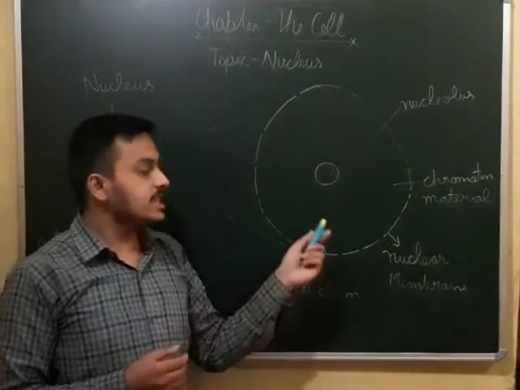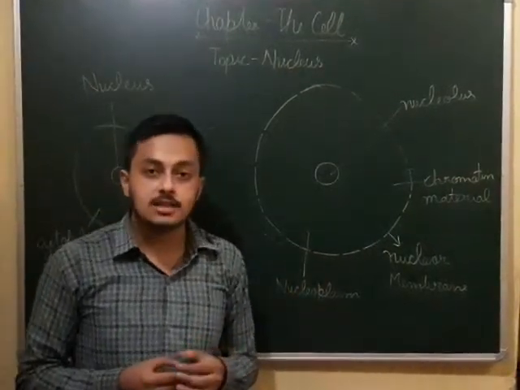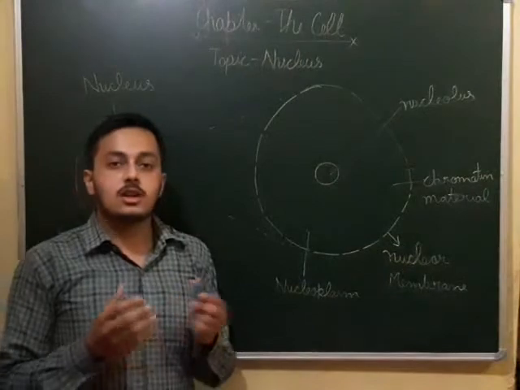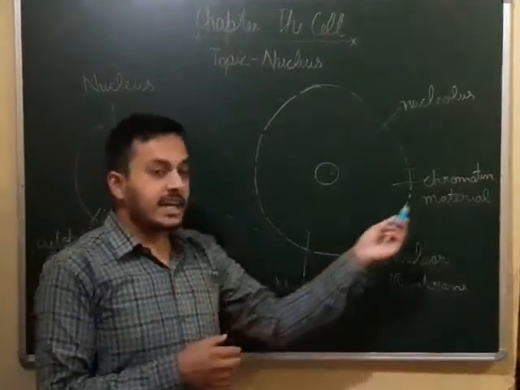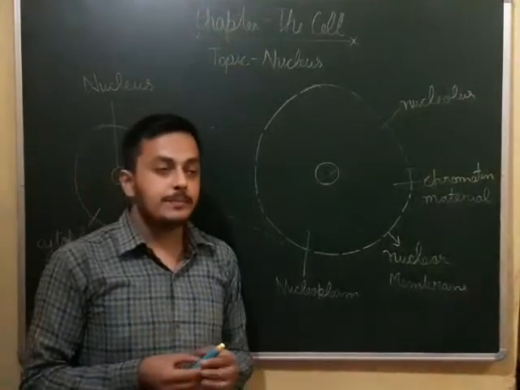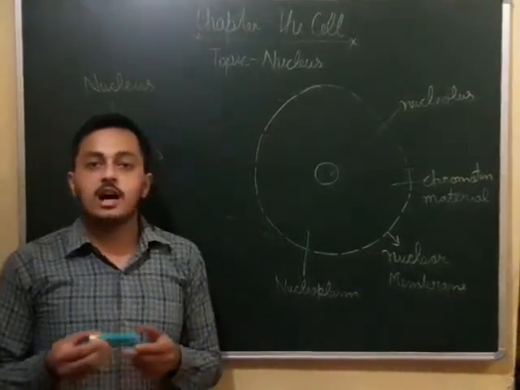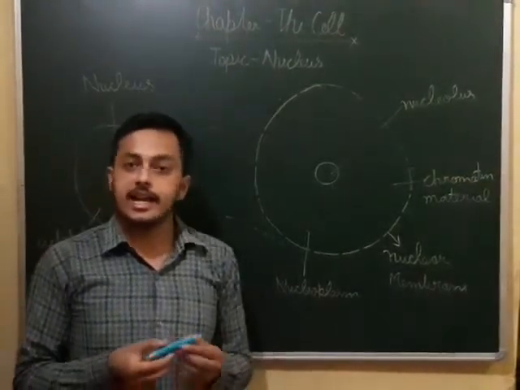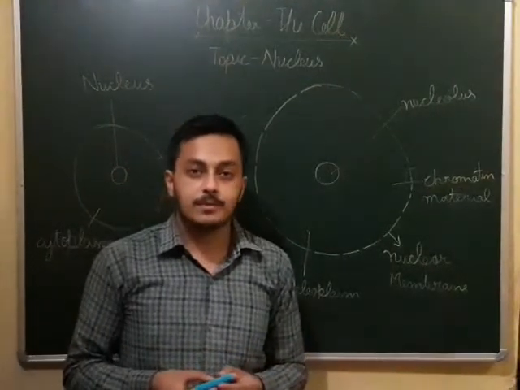Chromatin material is an entangled mass of thread. Okay, an entangled mass-like structure which looks like a thread. These threads are composed of DNA and some sort of protein.